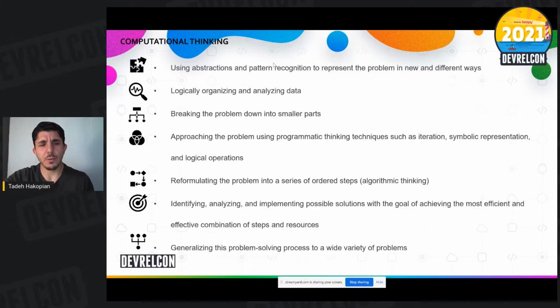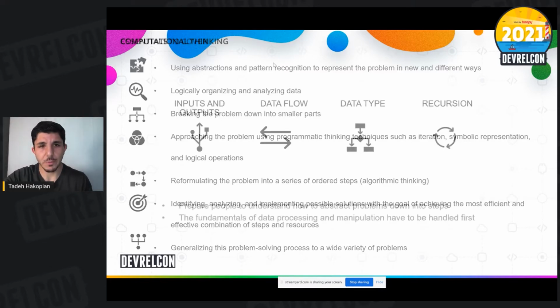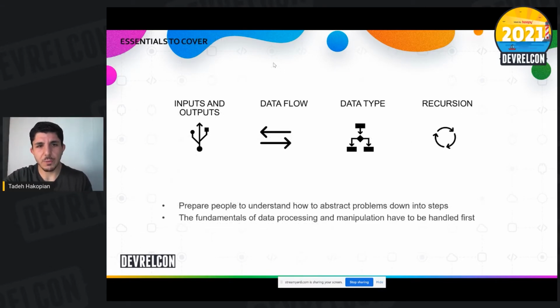Very straightforward stuff. It just seems a little rigid, what we naturally do. But in this case, it's very comfortable and compatible with architecture thinking. And the essentials to cover here is inputs and outputs, data flow, data type and recursion. That's what we want to talk about to the creatives, how to understand abstract problems and steps. These are the fundamentals of data processing, either in a database or designing a building, really, honestly.